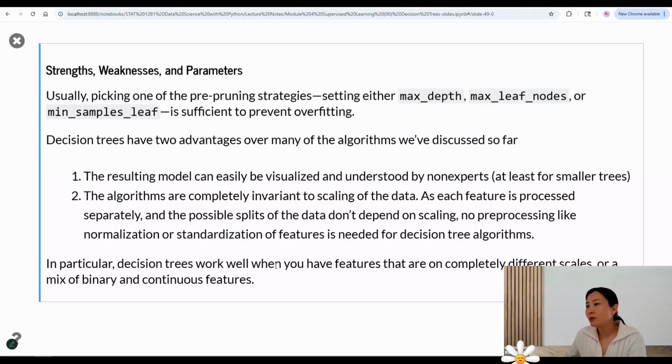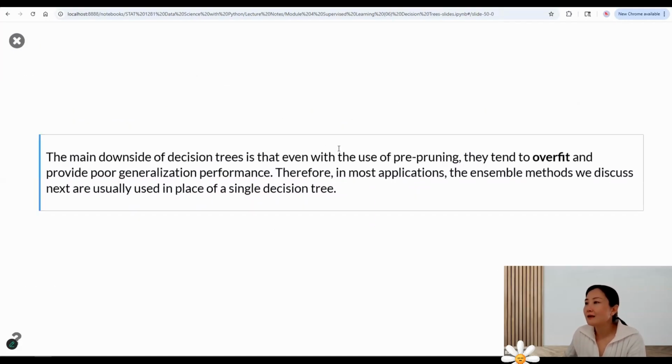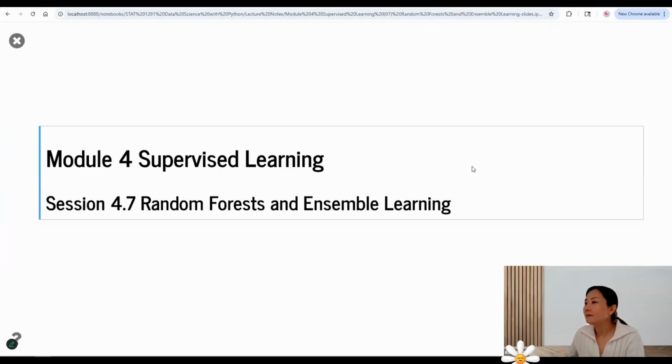In particular, decision trees work well when you have features that are on completely different scales or a mix of binary and continuous features, because you just don't need to pre-process the data at all. And the downside is that it is easy to overfit your data.